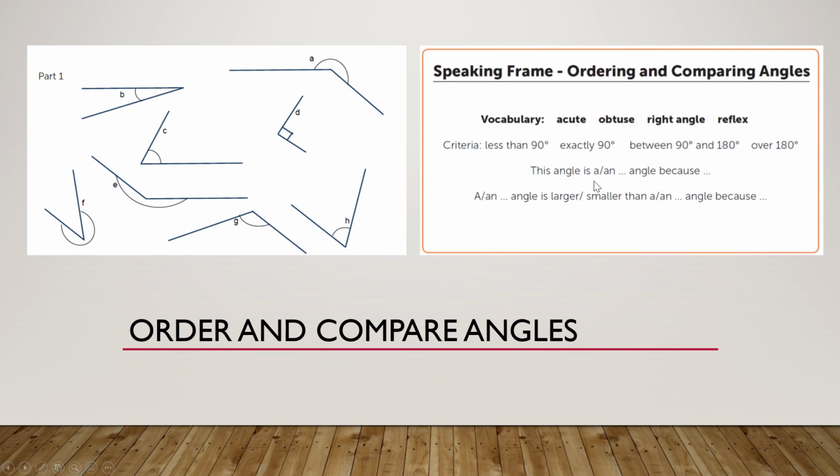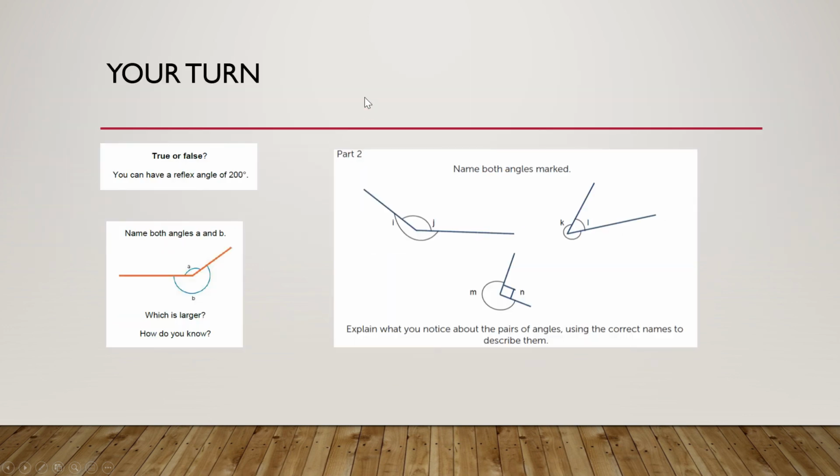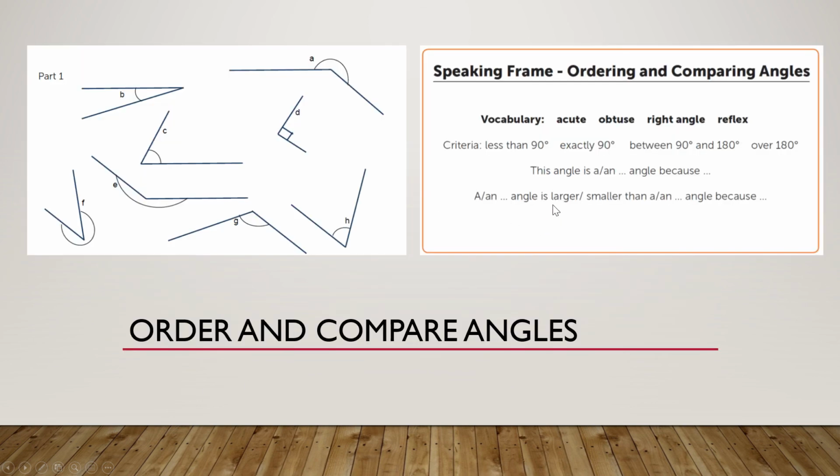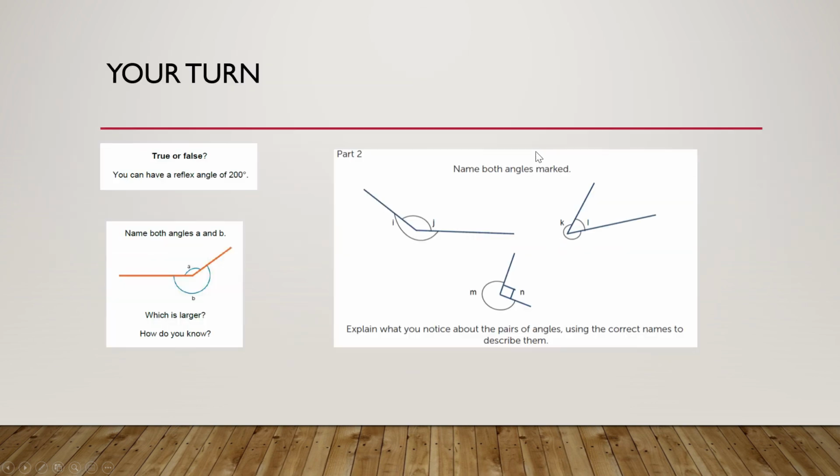Does this make sense? Try and write one of these down to each of these. When you're done with that, here's what's going to be your turn to do independently. We need to answer these two questions over here, and then try and do this one. Again, if possible, use a speaking frame. It'll help you out. Name both the angles marked, and explain what you notice about the pairs of the angles, using the correct names to describe them. Good luck, and let me know how you get on.